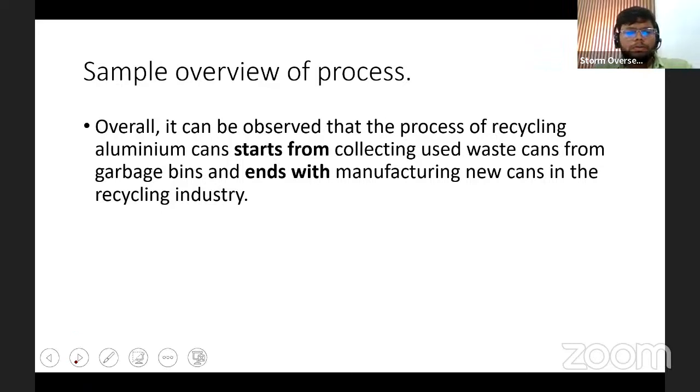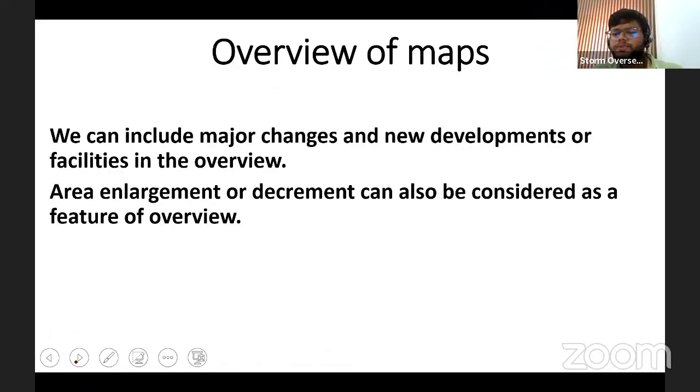After that, our last visual, which is the map. In this, what we can do is include any major changes, meaning any major development that is seen, like a new hospital, new park, new parking space, airport, it can be anything. So we can mention those kinds of facilities and developments in our overview. And the area enlargement and decrease can also be considered as an overview feature. Okay, let's see by the example.